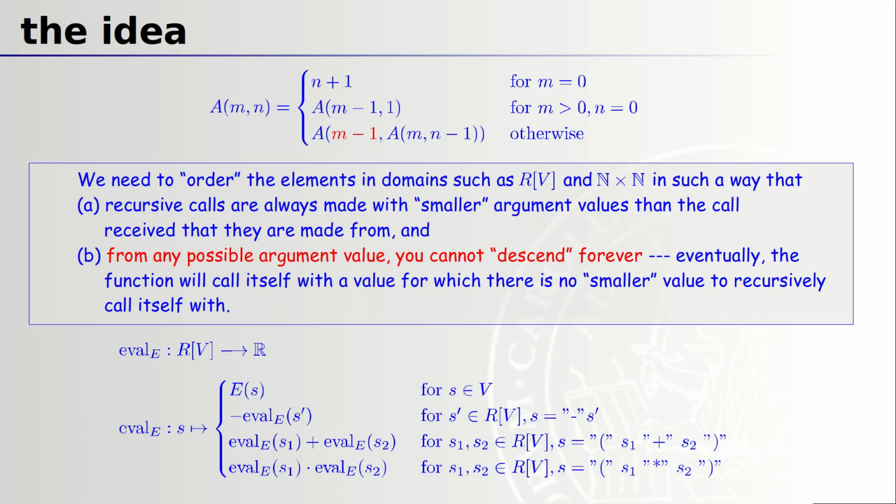Second, the order has to be such that given an element in the domain, you cannot find smaller and smaller elements ad infinitum. Just as with less than on the natural numbers, every descent along that order will eventually have to end at an element for which there is no smaller element. These quote-unquote minimal elements of our order are the base cases of our generalized recursion.